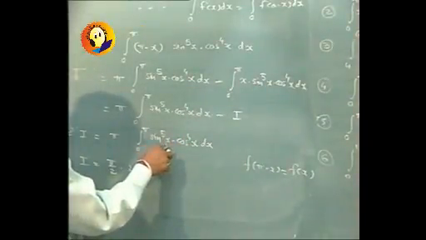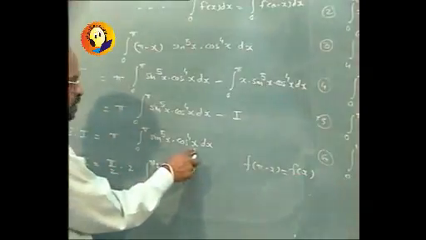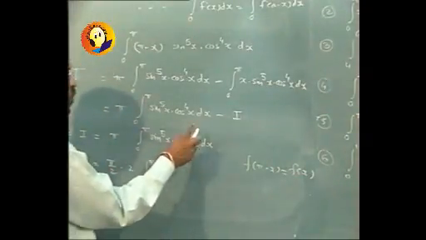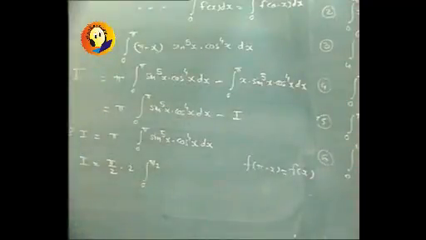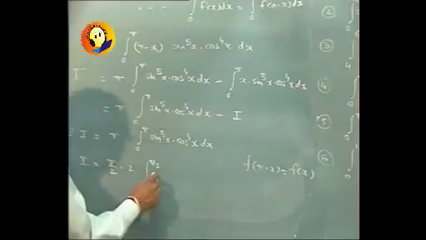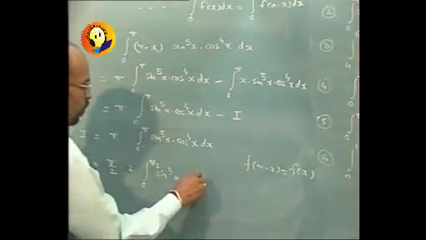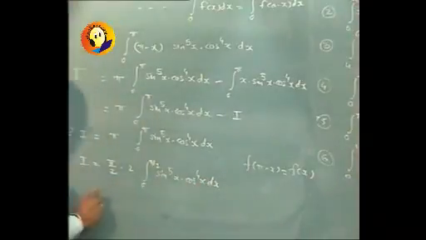Sin of pi minus x is sin x, so this power remains the same, and cos of pi minus x becomes minus cos x, but raised to power 4 it will become cos raised to 4x, and so this result is valid. We can make it twice integral 0 to pi by 2 sin raised to 5x into cos raised to 4x dx, where the reduction can be applied.